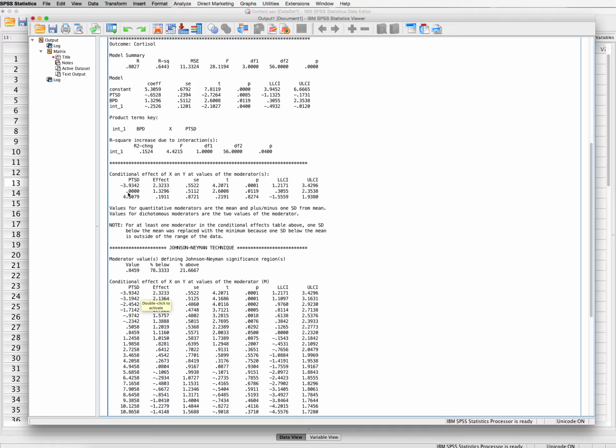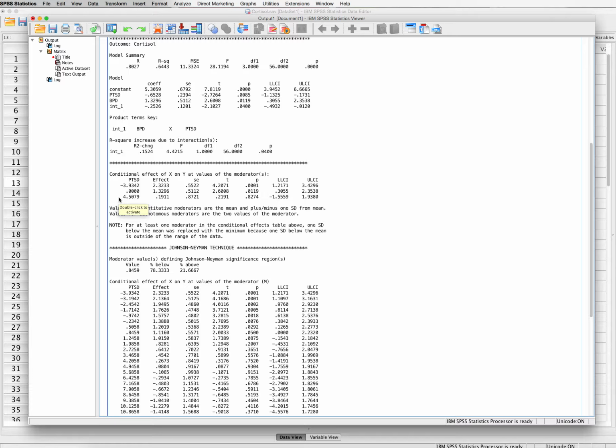With average PTSD score, effect is significant. And for high PTSD score, it is not significant. So basically, we can say that for low and average levels of PTSD, we can significantly predict the relationship between our X and Y. Now here you would note that these values are different.